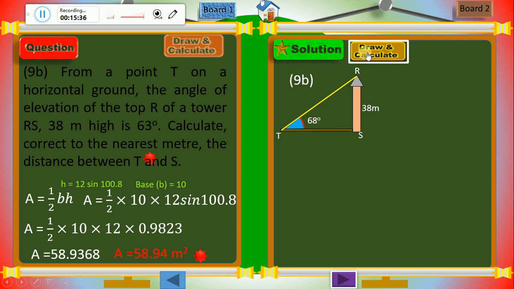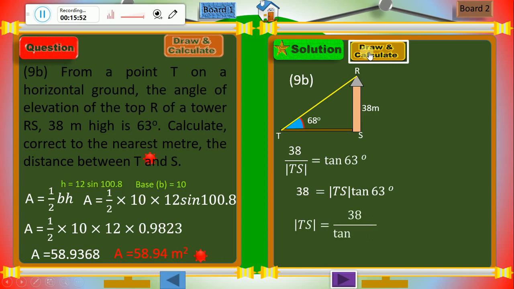The second, that's the diagram for the angle of elevation. That is equal to 38 over TS is equal to tan 63. Make TS the subject. Then TS is equal to 38 over tan 63. We make direct substitution. TS is equal to 19.36 meters.